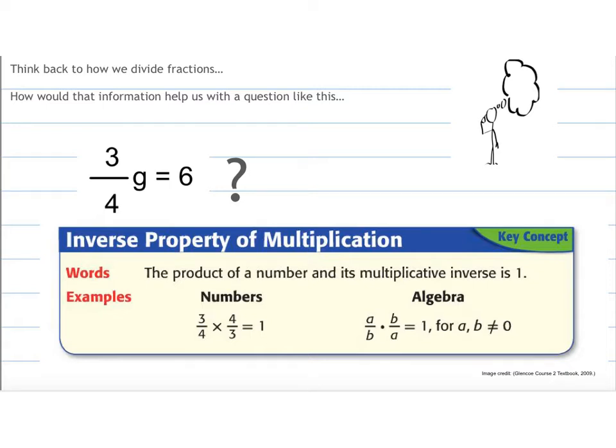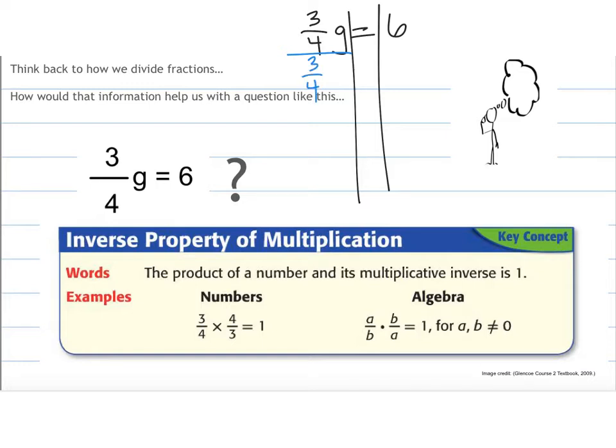So really what we would be doing is dividing. I'm going to write it up here so I have more room. 3/4 G equals 6, and then we do our slide, and I'm going to use a different color: divide both sides by 3/4. Now we have a lot going on here, and that's a little bit confusing.